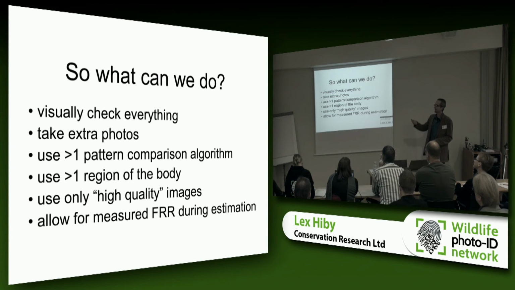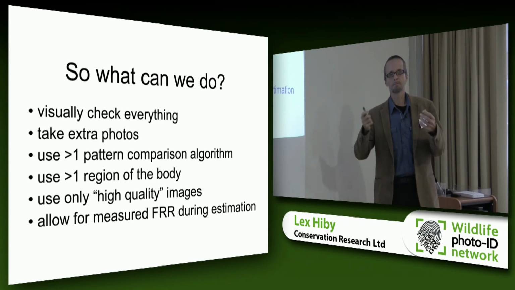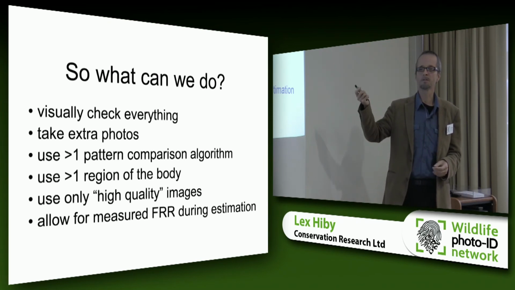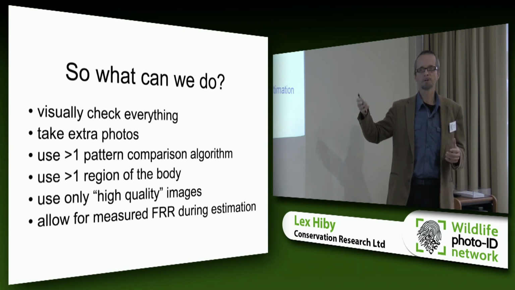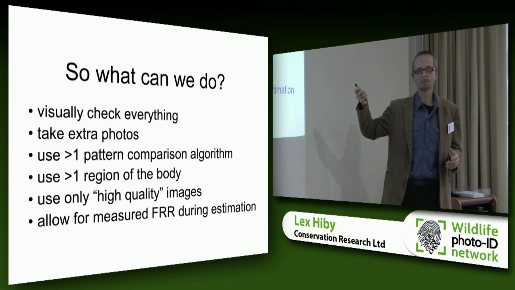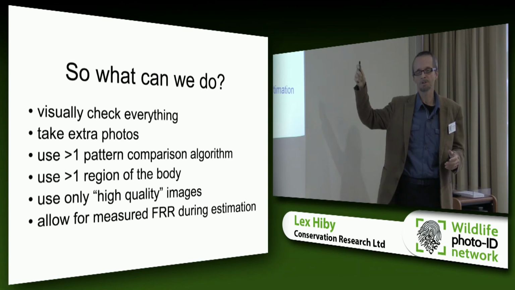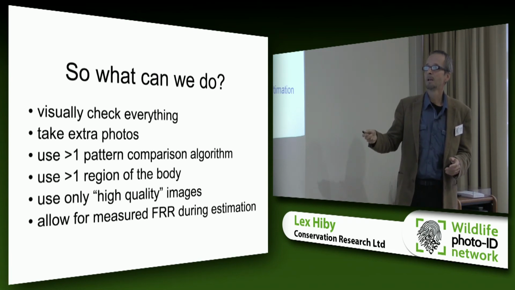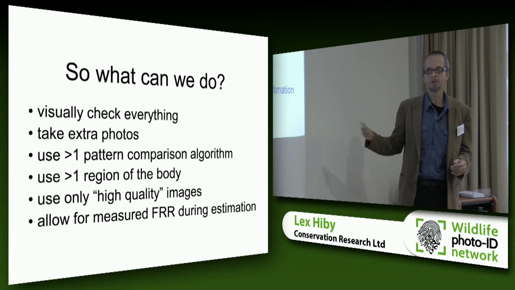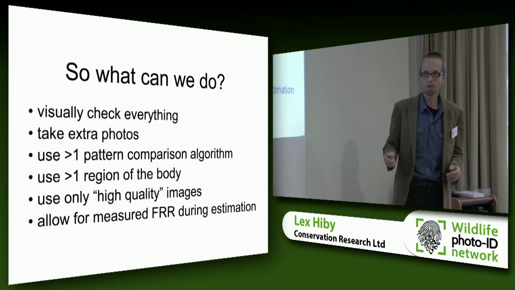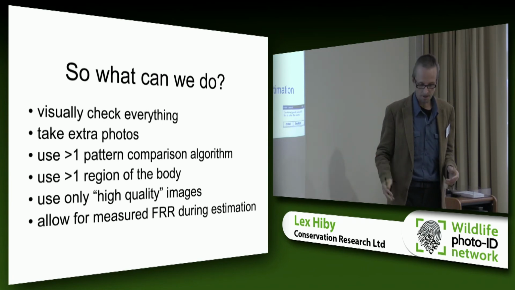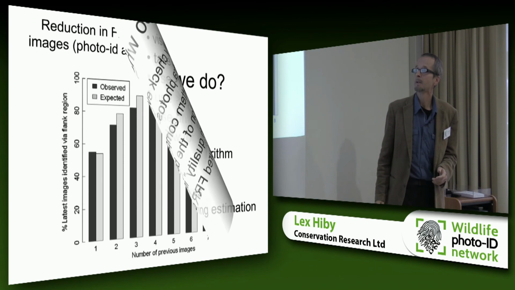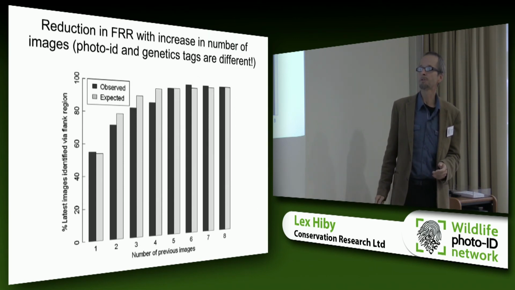Well, you can visually check everything so that you're not depending on the software to bring up the likely matches. And that's not as silly as it sounds, because by the time you have the majority of your population in your database, then the matches will normally be found immediately by the software, and it's only sometimes that you have to go and look all the way through to check that you haven't missed a match. So you can visually check. You can take extra photos and retain them. Don't throw them away. Don't just hang on to the one best photo of each individual. Deliberately keep 2 or 3, because that reduces the false rejection rate very rapidly.